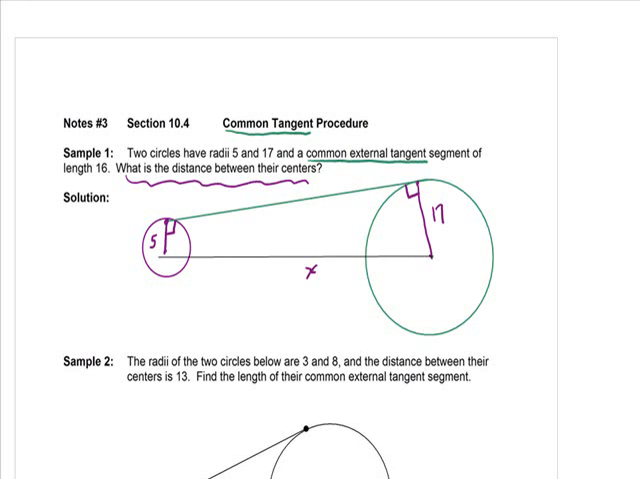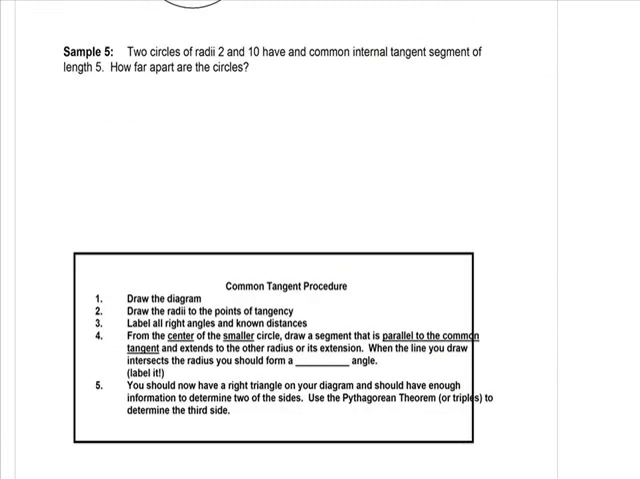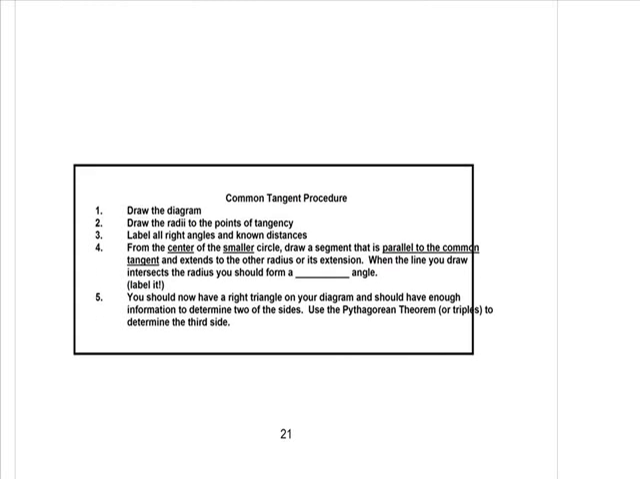If you look on the bottom of the next page, there is a procedure table for doing these common tangents. And I know it's silly to put it on the bottom, so let's just flip down for the moment. Common tangent procedures. Number 1, draw the diagram. Well, we did that. Number 2, draw radii to the points of tangency. We did that already. Number 3 says label all the right angles and known distances. We did that. Step number 4, that's what we're about to do.